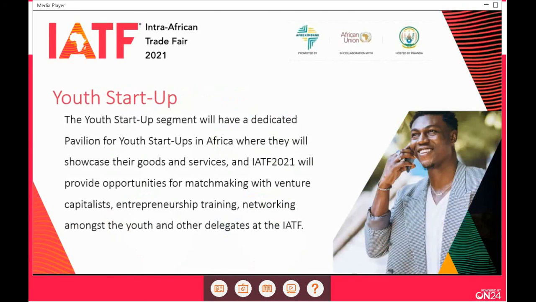A very exciting addition to our program is going to be the Youth Startup Program. This is going to have a dedicated pavilion which is just for the youth startups in Africa, where they will showcase their goods and services. IATF 2021 will provide an opportunity for the youth for matchmaking with venture capitalists, entrepreneurship training, and networking amongst the youth and other important delegates. This will give the youth a voice on IATF.